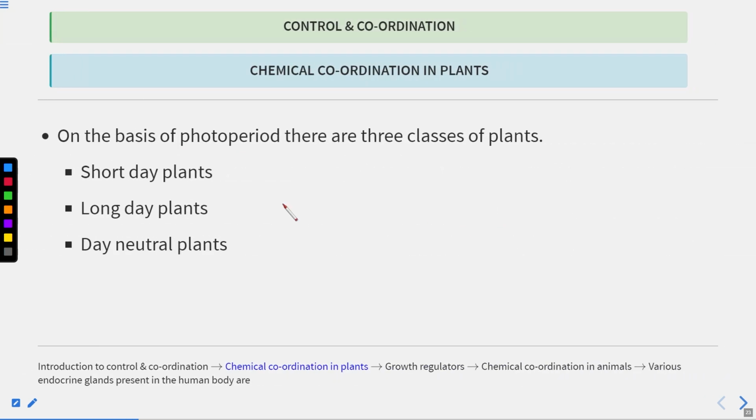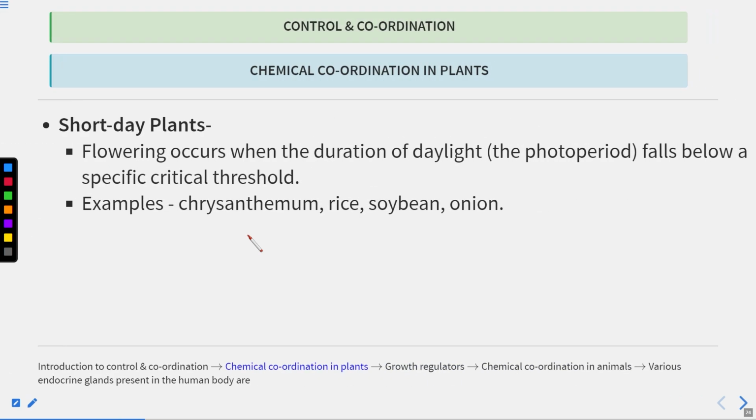Now, on the basis of the photoperiod, there are three classes of plants. One is the short day plants, long day plants, another category, and third is the day neutral plants. Now we'll study about these kind of plants individually. So let's start with the short day plants. What are short day plants? Now here in this short day plants, flowering occurs when the duration of the daylight, or you can say the photoperiod, falls below a specific critical threshold. Okay, so this critical threshold is also known as the critical photoperiod.